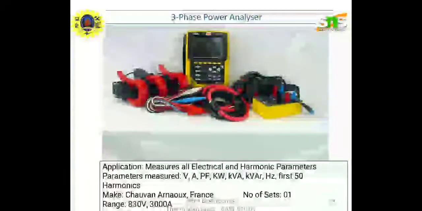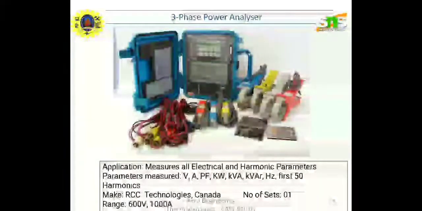Then the required sample size, when we check the error margin of the breakdown of the machine, it will be rectifying that solution. Here is the three phase power analyzer. It will be used to measure all electrical and harmonic parameters, and it's made in Canada. Its range is 600 volt to 1000 ampere, and it will be very useful for measuring electrical sectors.